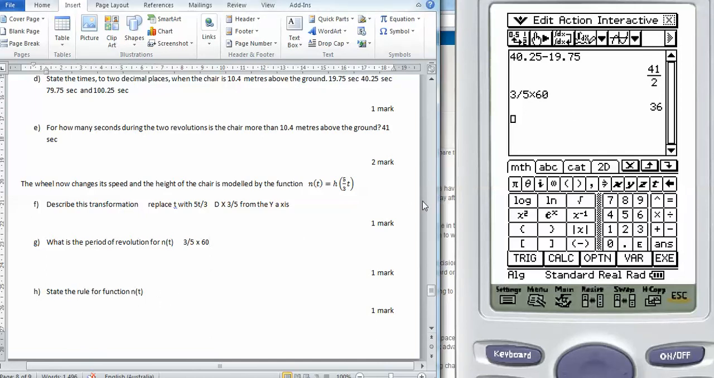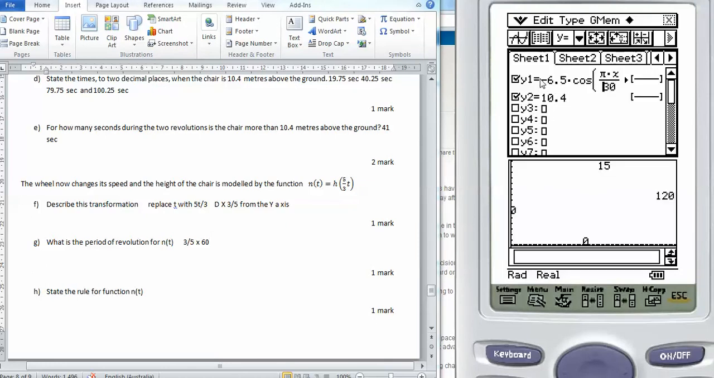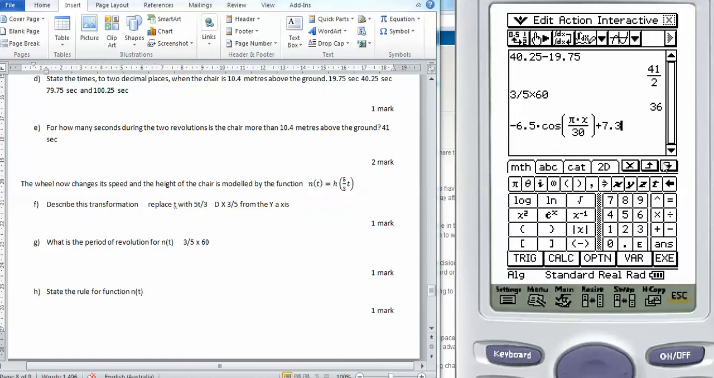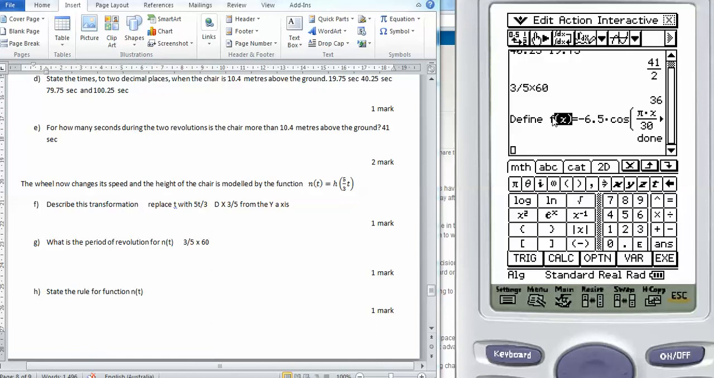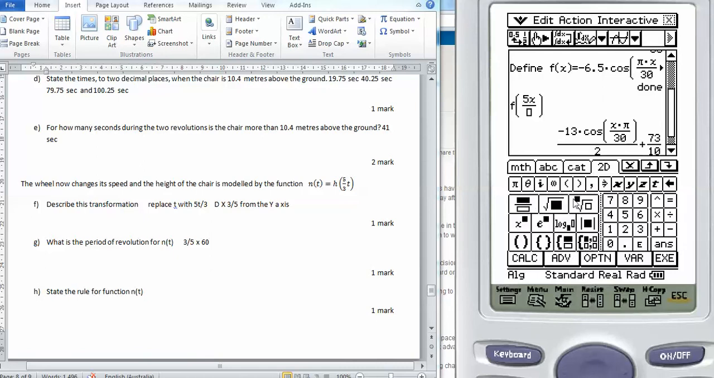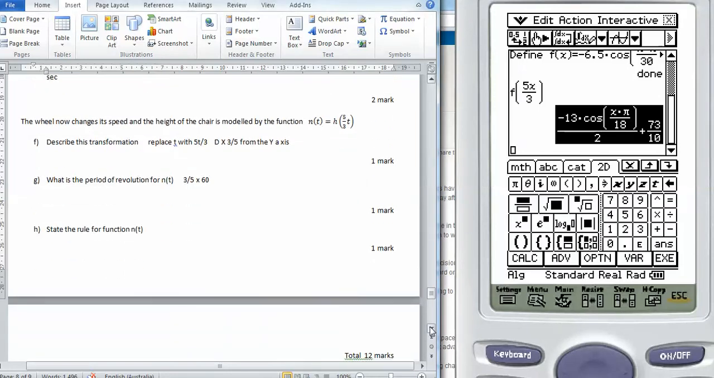And what's the rule for the function? Okay, so I go back into main, go into graphs and tables, and I take a copy of all of that. Edit, copy, go back into main, keyboard paste, and if I define that, that's what f of x is. F of x is this, therefore f of 3x or 5x on 3 should give me that, and that's the new rule. And that's it.